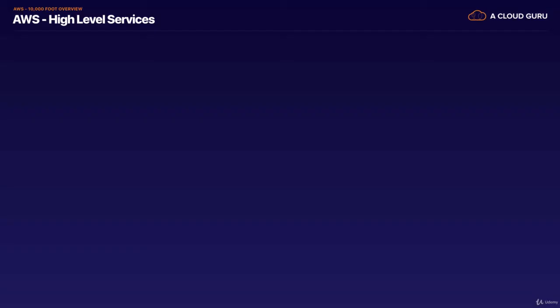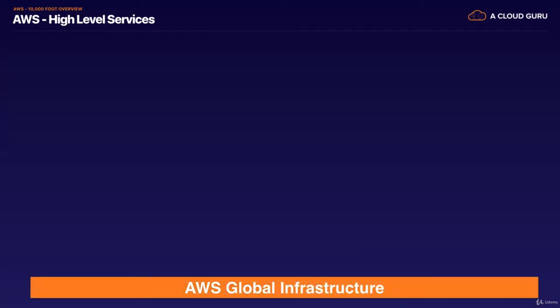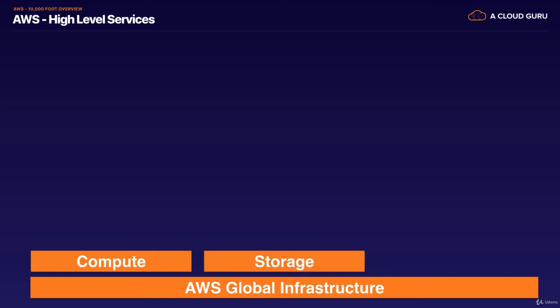So let's have a look at the AWS high-level services, and we'll start with the global infrastructure. The global infrastructure is what we've just been talking about. It's the regions around the world in which AWS is based. On top of the global infrastructure sits a whole bunch of high-level services. So we've got compute. Examples inside compute might be EC2, might be Lambda, etc. And we are going to cover those off in the course.